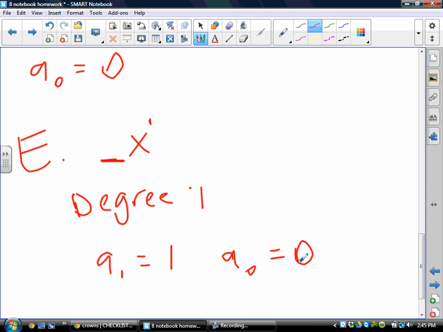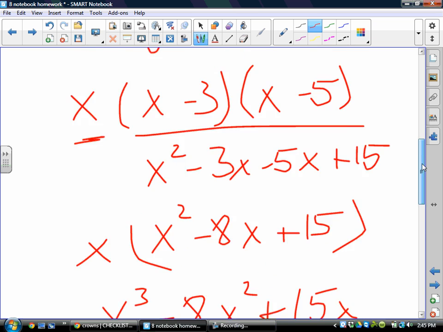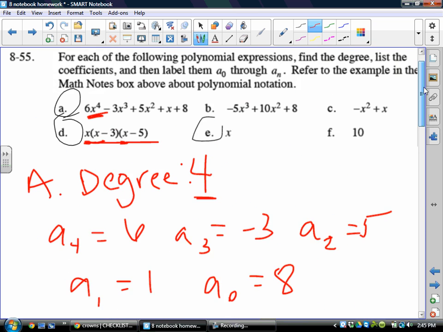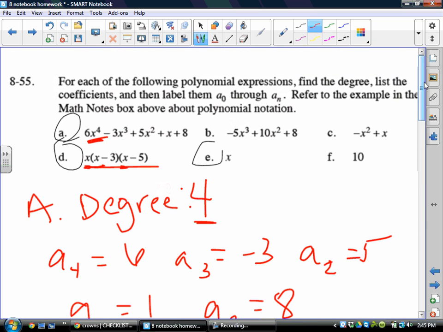So make sure you look at the math notes, and be sure that you do the rest of these, not just the 3 that I did here. You should start with a sub the degree number, and then go down from there, and always end with a sub 0, which is your constant term.